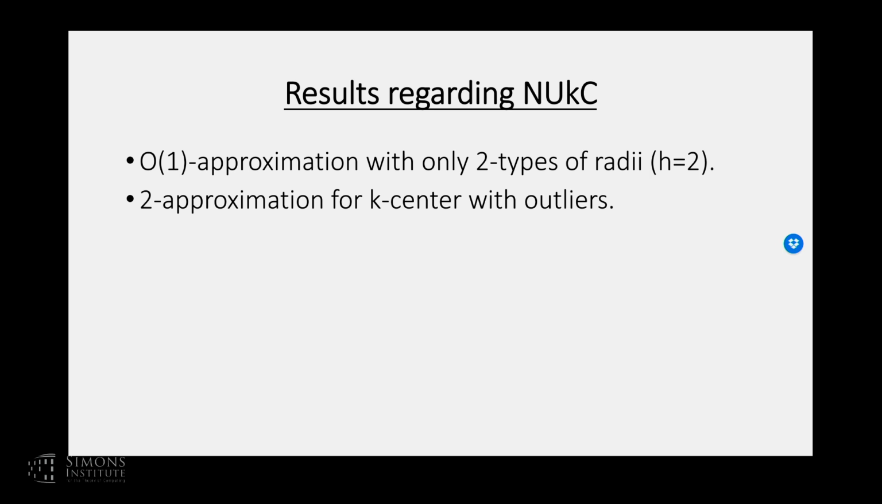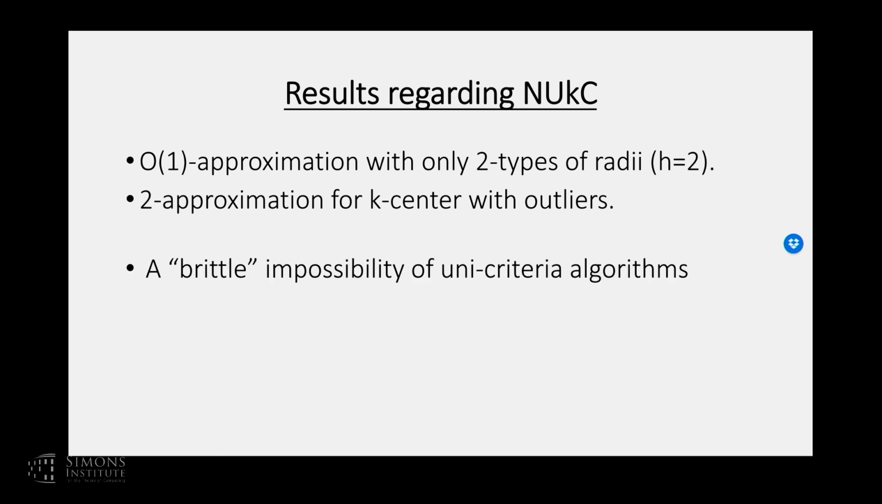That's one kind of result. And we have what I call a brittle impossibility of unicriteria algorithms. So if the number of types of radius is part of the input, you cannot hope to get unicriteria algorithms. No factor basically. Okay? And I will say what I mean by brittle here.